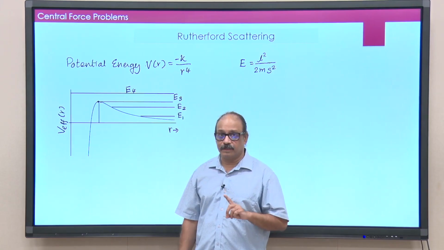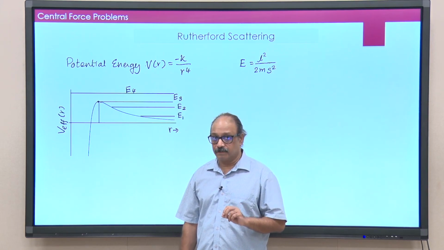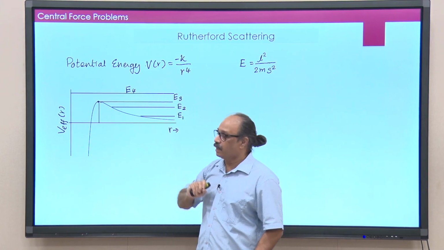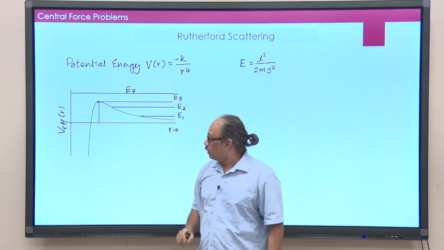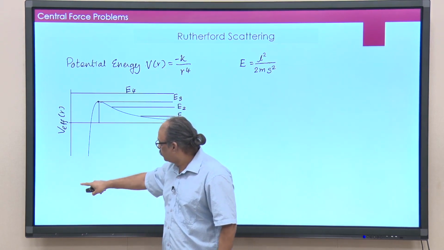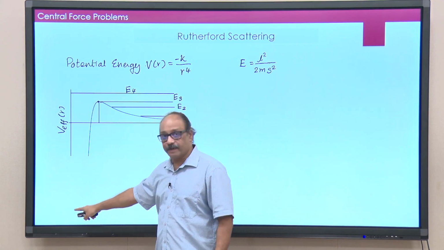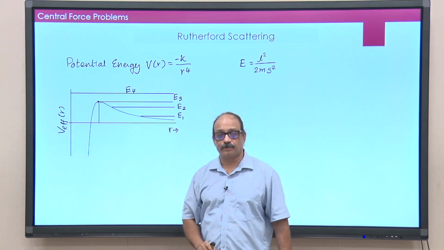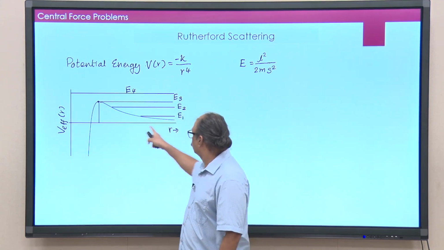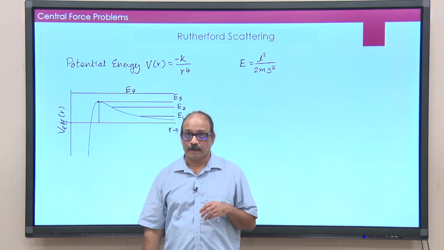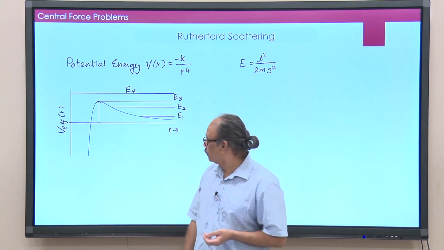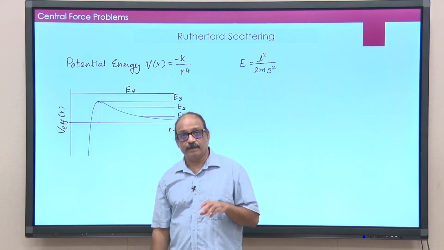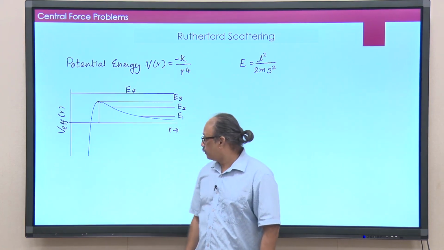If L is equal to 0, then of course V effective and V r are the same, in which case this graph simply starts from minus infinity, goes in this quadrant, and goes to 0 as r goes to infinity. It is always negative, but when you add this second term, L square over 2 m r square, you get V effective. Now, what will happen?